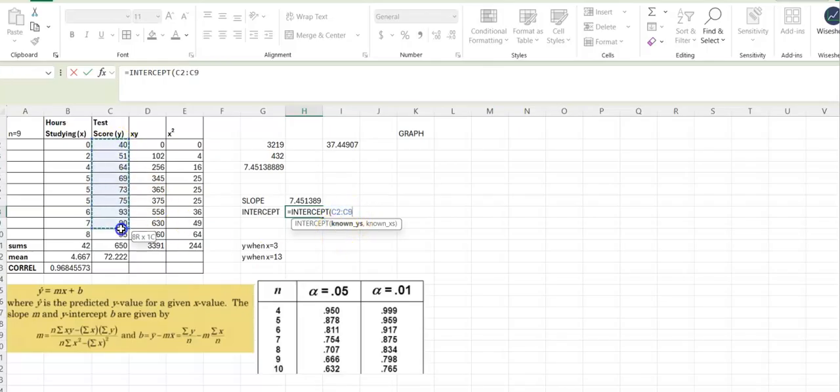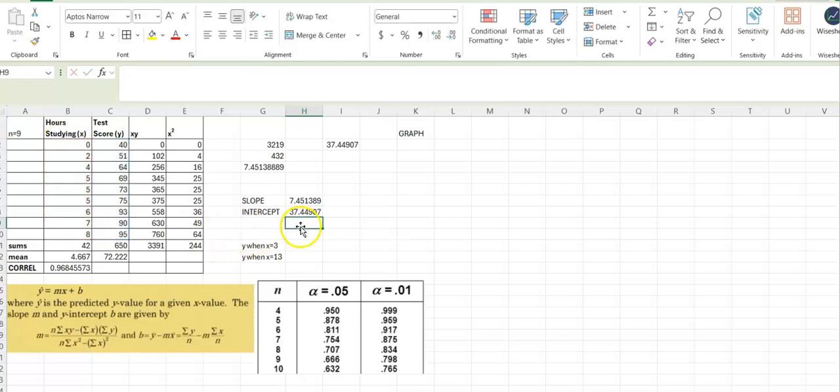Or much easier, we can just use the intercept formula in Excel. Again, it wants the y's first, followed by the x's. And we hit enter, and we get the same number, which is really nice.